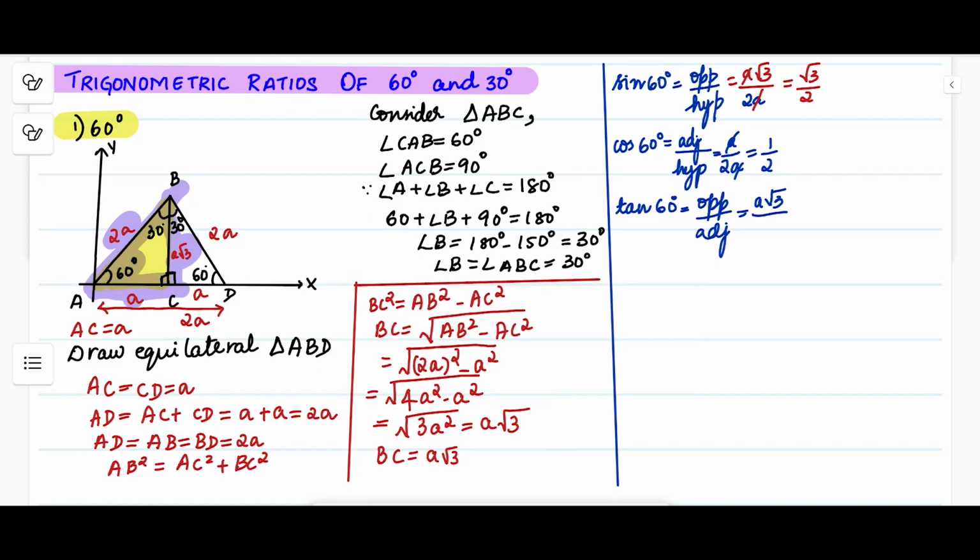So it will be A. So A and A will cancel out each other and we are left with the value root 3. So the next three functions are the reciprocals of the previous three functions.